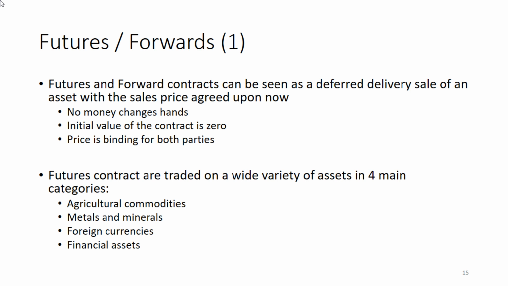Futures contracts are huge and are traded in a wide variety of assets. There are basically four categories: agricultural commodities, metals and minerals, foreign currencies, and financial assets. So you see it's both on non-financial assets and on financial assets. I will give a couple of examples to give you an idea why these futures and forward contracts are interesting financial instruments to trade in.